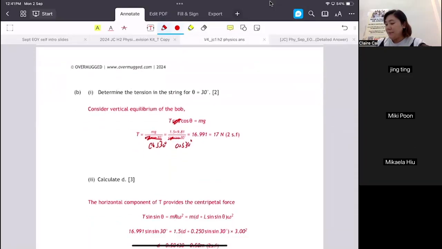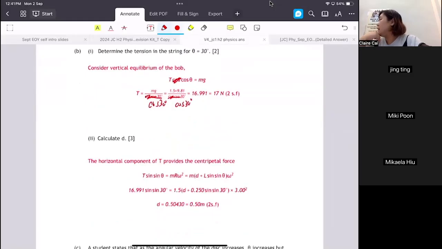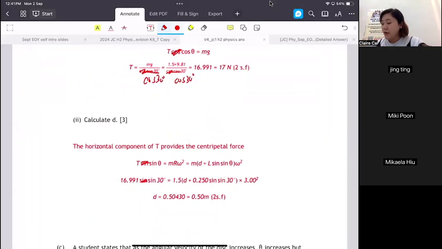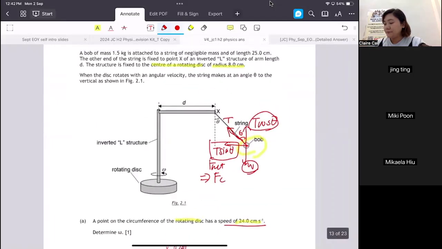So if you want to calculate d, the horizontal component provides the centripetal force. So our T sine theta will equal mr omega squared. The tricky part is, what is my radius for the circular motion? We'll go back to the diagram. Our radius should be from the center, all the way here. So this portion is your d, then this portion is the unknown part.